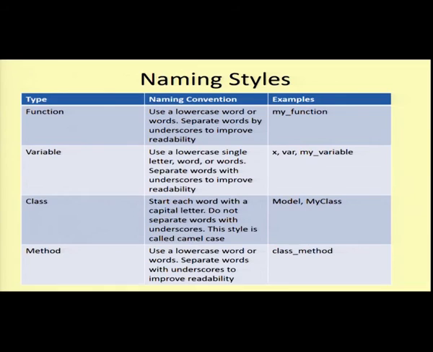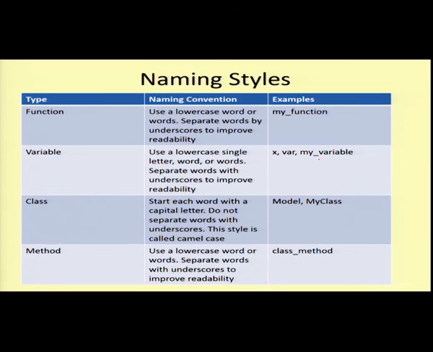Then if you are going to use a variable, use a lowercase single letter word or words. Separate the words with an underscore to improve readability. Now let us see as an example x, and we have my_var. My dear viewers, you are not supposed to give space between any two words in a variable. If you give space, you will encounter an error. So to have two different words, they should be interconnected with an underscore.